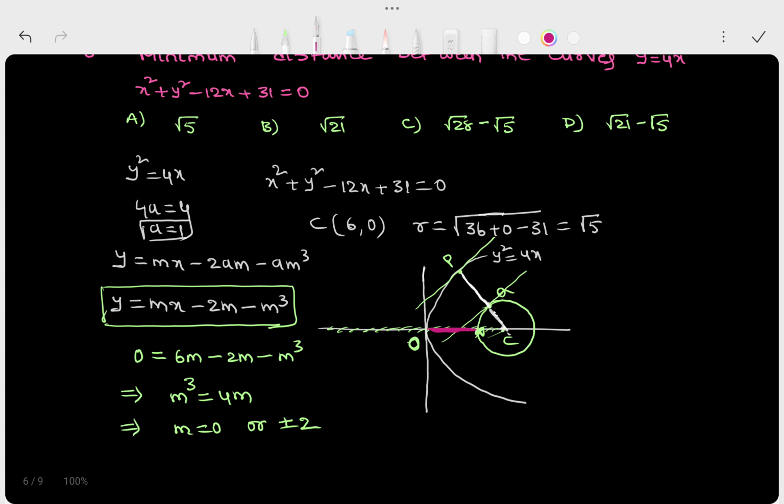So you have to find out this length also. Either this length or this length you can find out. So all of you look at this. What is the radius of the circle? Root 5 is the radius.